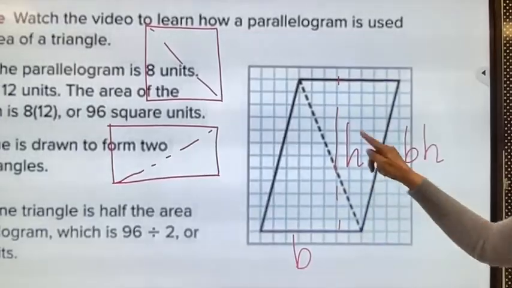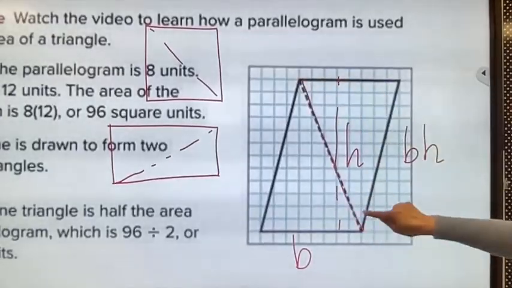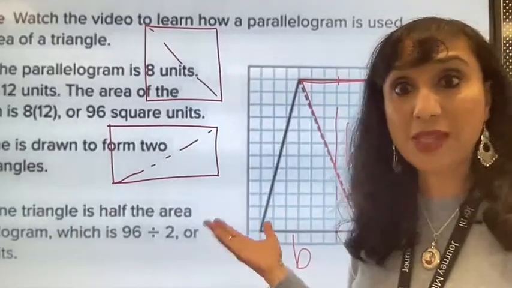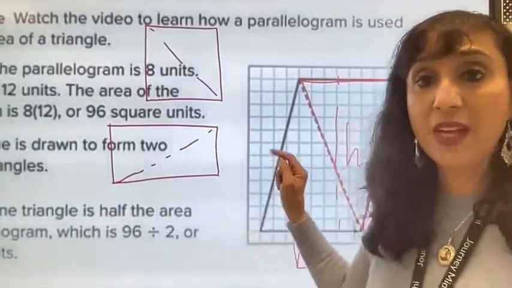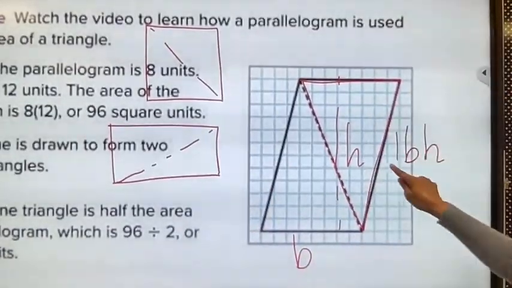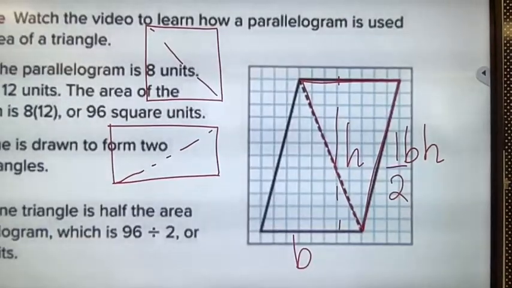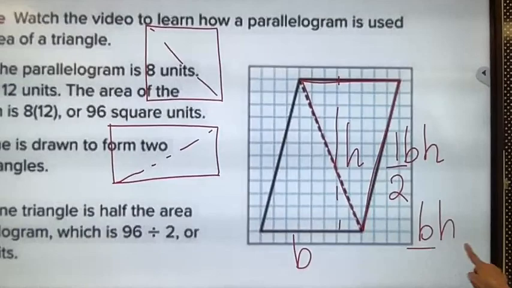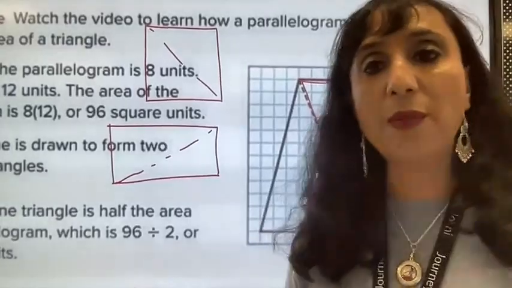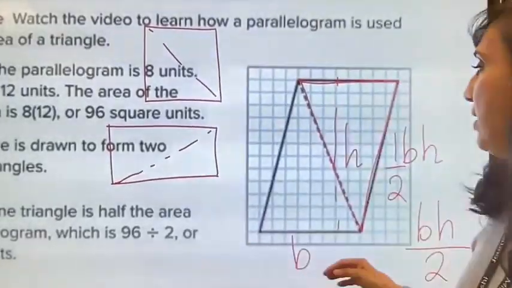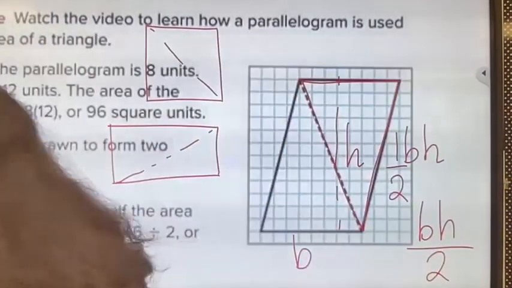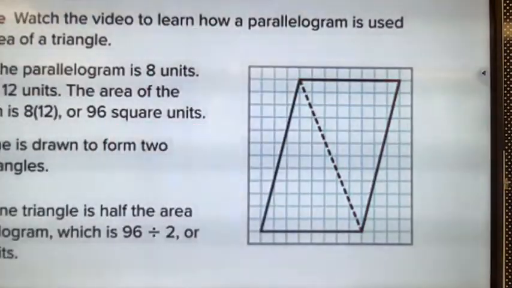So that is why each of these is what? 1/2 base times height. Each triangle is half the base times height, which is the area of a parallelogram. So you can say 1/2 base times height, or you can say base times height divided by 2. So both of these tell you that that is the formula of a triangle. So if I look at this one, okay, what is the area of this parallelogram?